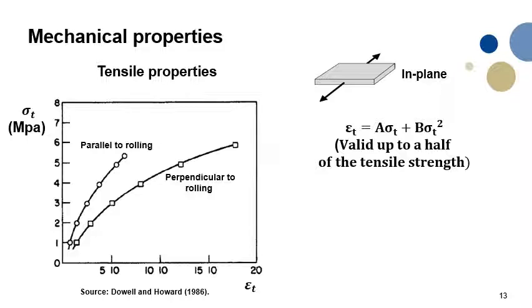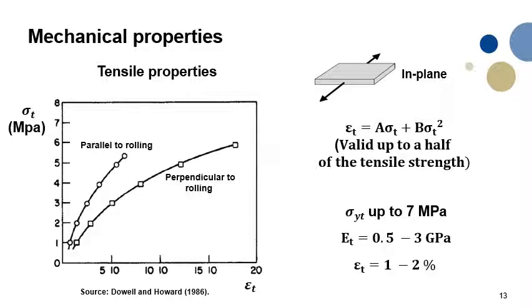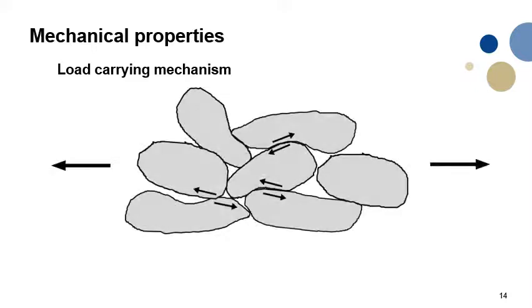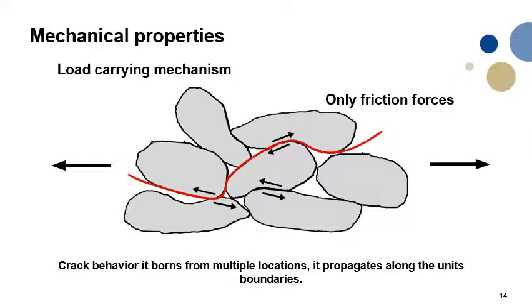This is a typical elastic plus plastic behavior, and it's valid up to half of the tensile strength. Typical values of the tensile strength are up to 7 megapascal, and the modulus can arrive up to 3 gigapascal. The load carrying mechanism is based on friction forces among the contact points, the asperities of the deformation units, and the crack is born from multiple locations and propagates along the units' boundaries.